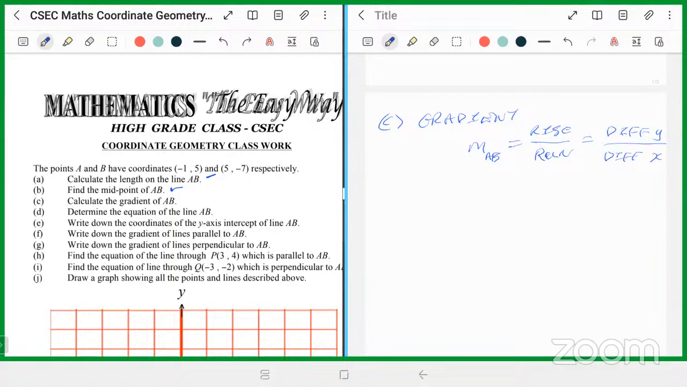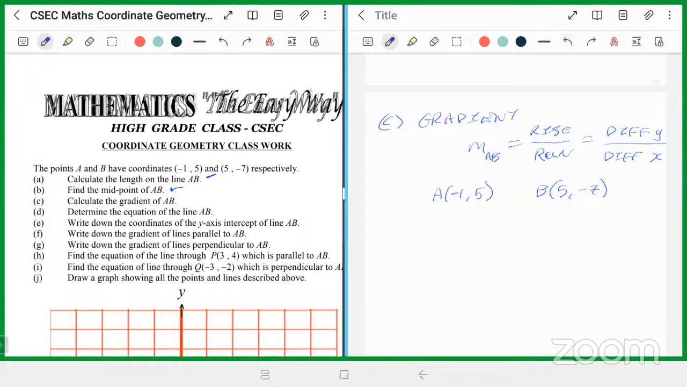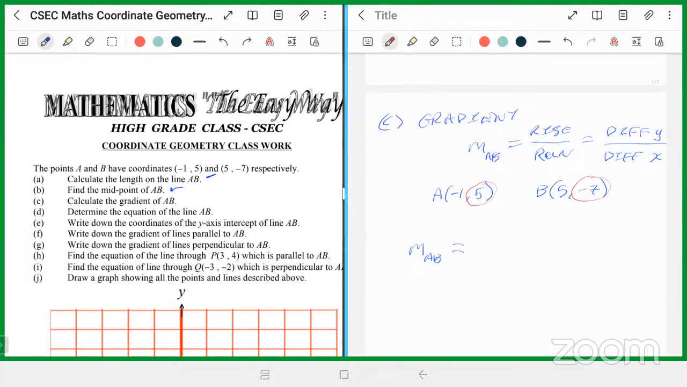So let me write down the 2 points again and show what we are focusing on, what is important. Yeah, so these are the 2 points again. I'm taking the difference in the y values. So the gradient of AB is equal to, what are the 2 y values? These are the 2 y values. I'm taking the difference between them. And I'm going to take the difference between these 2 x values for the run.